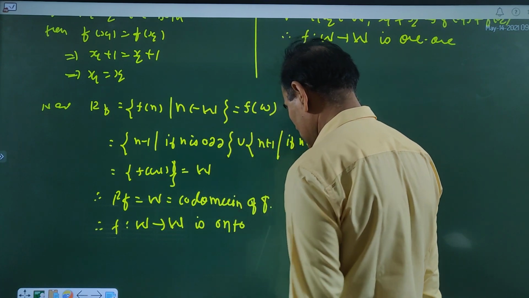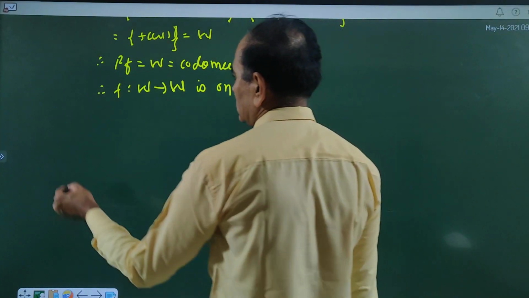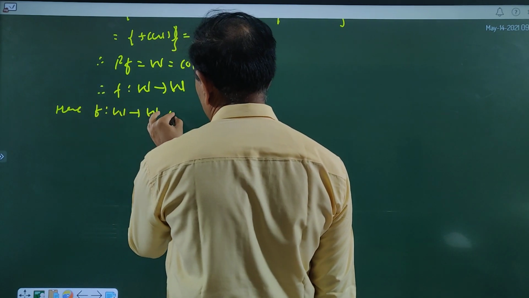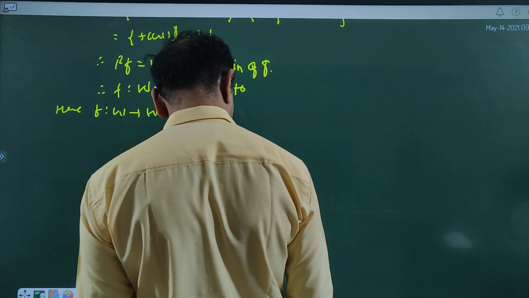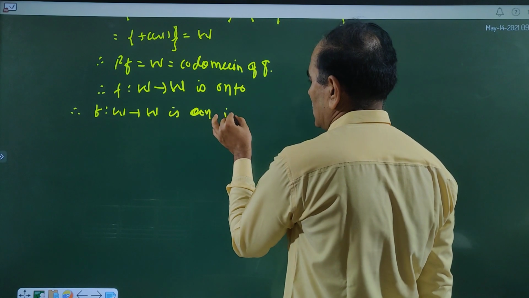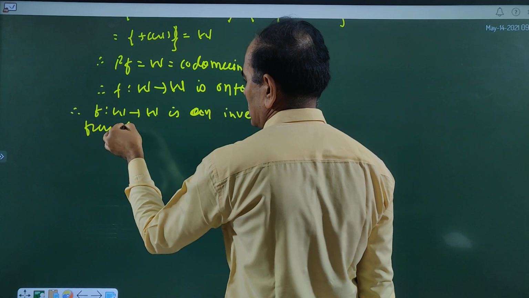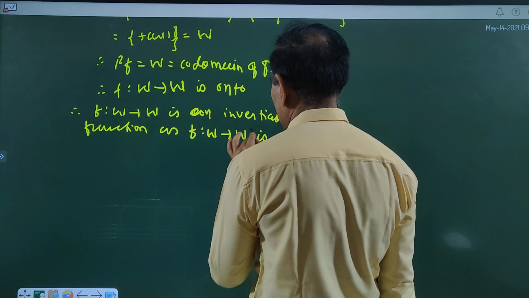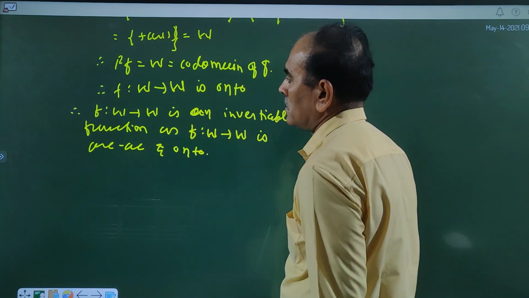And therefore f from W to W is onto. Now see here, f from W to W is an invertible function, since it is one-one and onto.